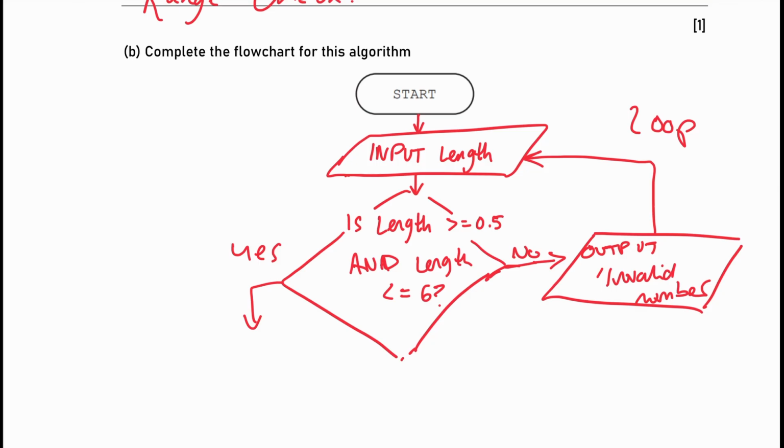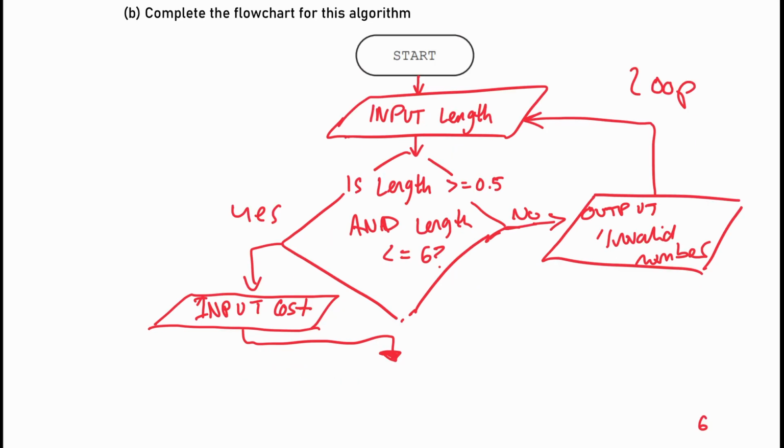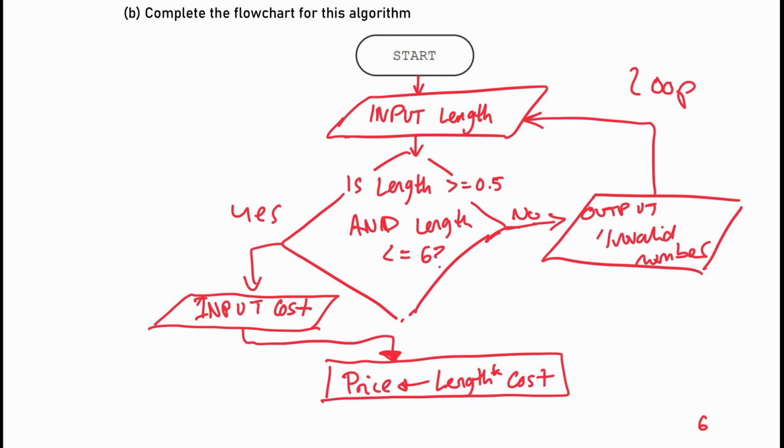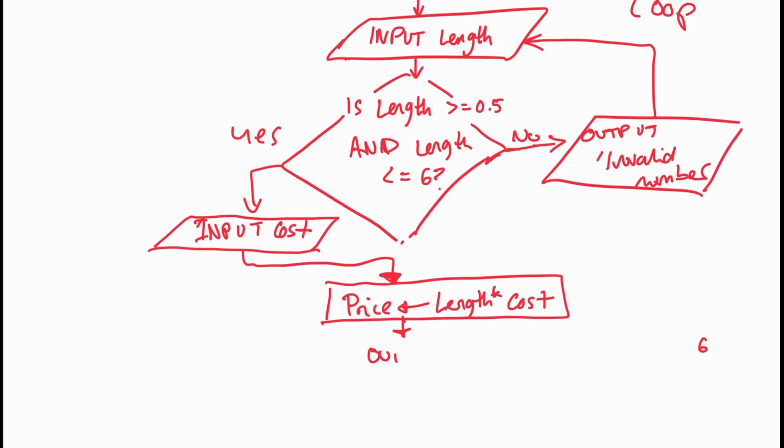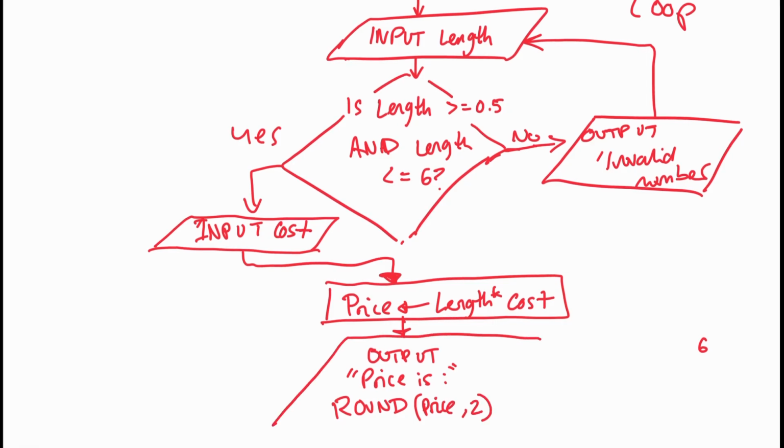If it is correct, then we need to know how much the cost is per meter. So input the cost. This was the name of the variable, and input is a parallelogram. Then we need to calculate the cost, and the name of the variable in this case was price. So the price will be set to length multiplied by cost, and this is a process. So it's a square or a rectangle, and then we can output the price. And it did state to round it up. And what I'm going to do here, I'm going to use the pseudocode command to round up. And I'm going to put price is as a string. And then the round command, the variable was called price. And it's the 2 decimal places. And this is an output command, so it's a parallelogram.